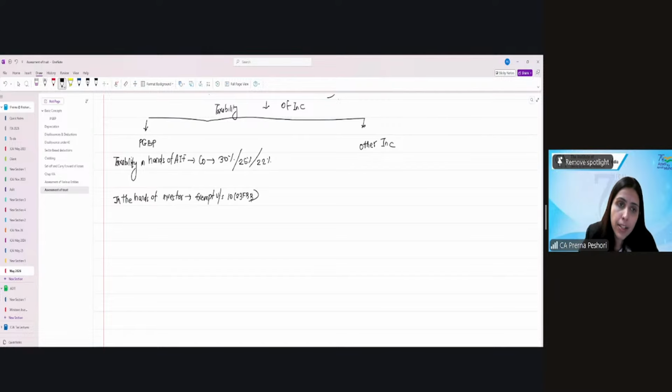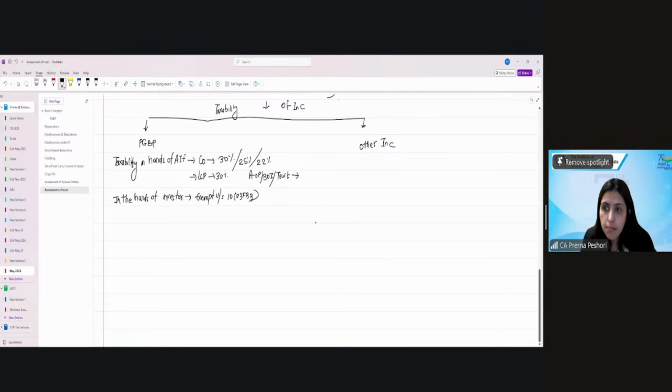If it is LLP or partnership firm, 30%. Correct? And if it is AOP, BOI or the trust, then AOP, BOI or trust, what is the tax rate?